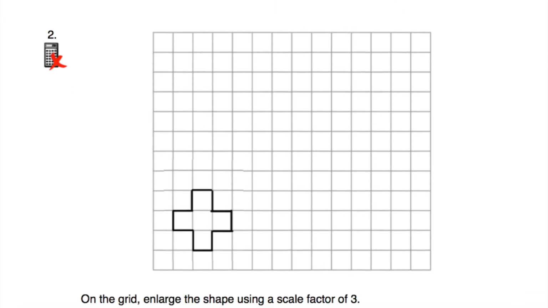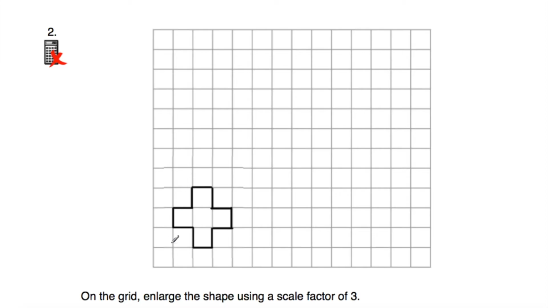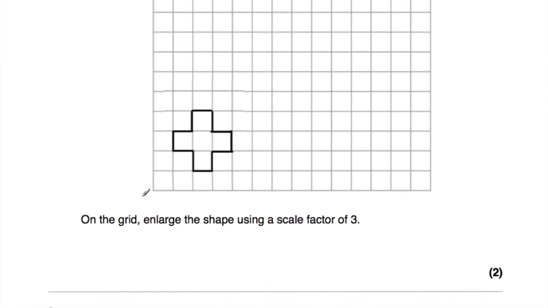Okay, so question number 2. We've got this grid and we've got this little cross on the grid. And the question says, on the grid, enlarge the shape using scale factor 3. So that means all the sides are going to become 3 times larger. So instead of the base being 1 square across, it's going to be 3 squares across. Instead of going up 1 square, we're going to go up 3 squares and so on. So let's draw that. We're going to get a ruler and pencil.